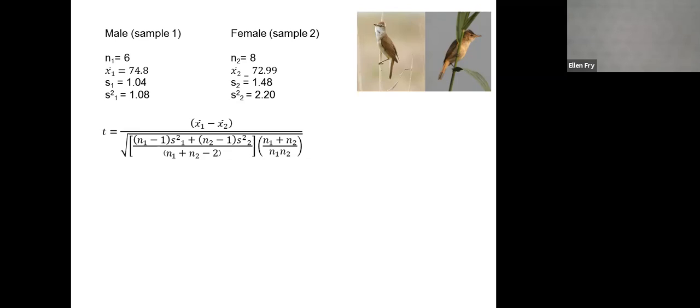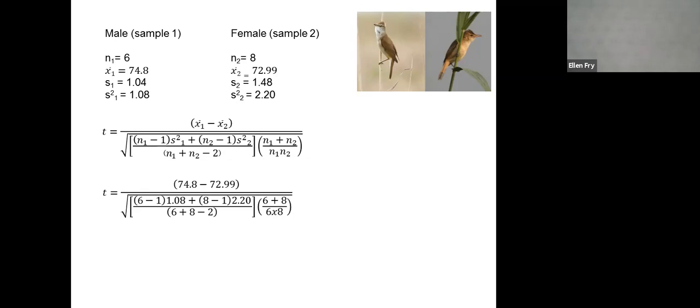We have the 2 means, which is x bar. So we have x bar 1 is 74.8, and the mean, or x bar, of the females is 72.99. We have the standard deviation for both, which is s, and then we have s squared, which is the variance. And we're going to do our calculation. So we'll put the numbers into the equation. Now you might want to pause the video here and just take a good look at how the algebra maps to the parameter values, where I've inserted the numbers.